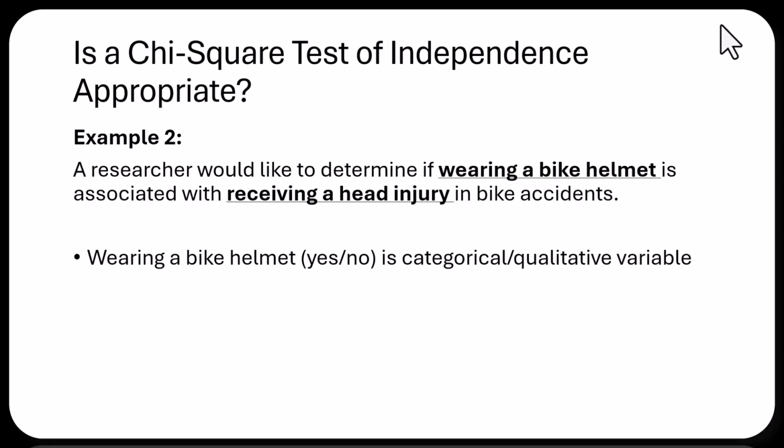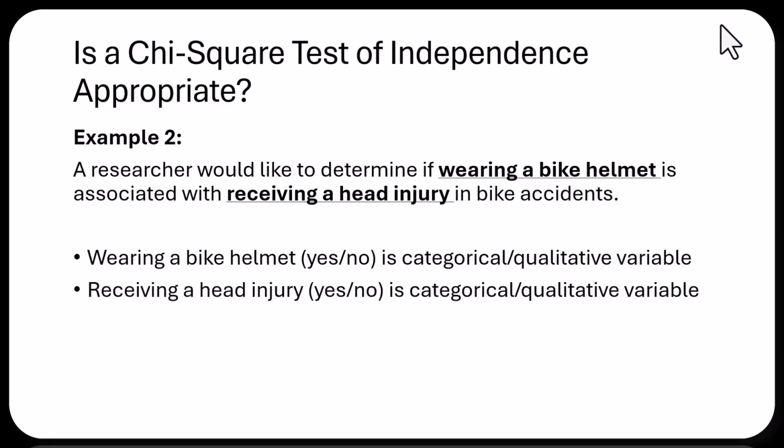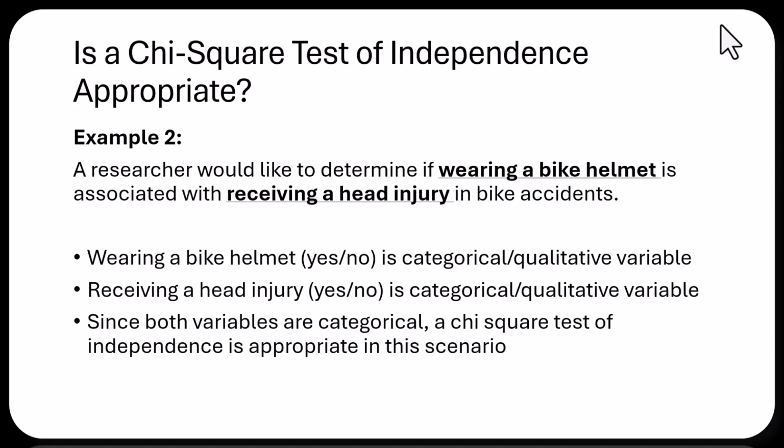Wearing a bike helmet, yes or no, is categorical or qualitative. After all, yes or no is a label. Receiving a head injury, yes or no, is also a categorical or qualitative variable. Since both variables are categorical, a chi-square test of independence is appropriate in this scenario.